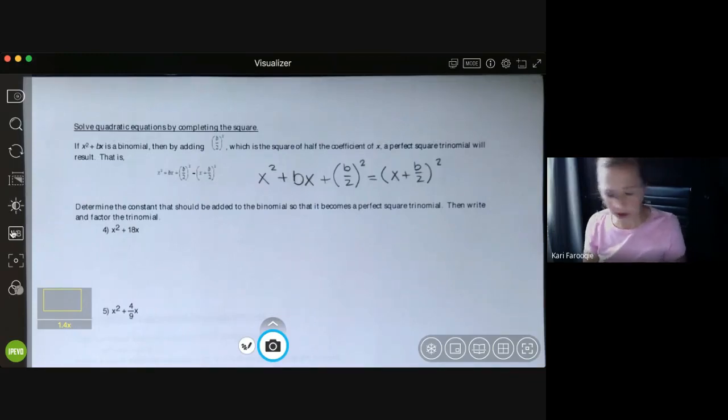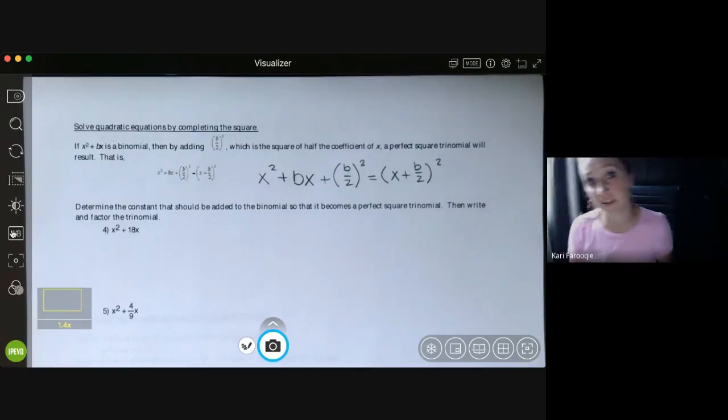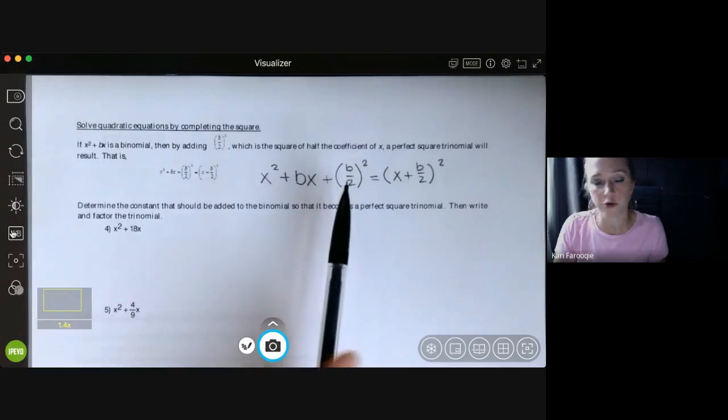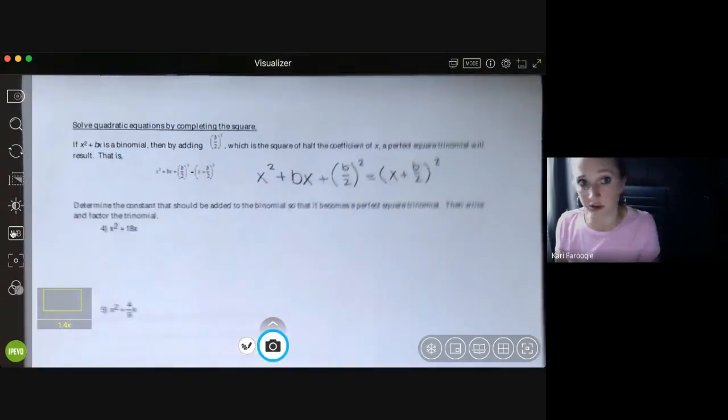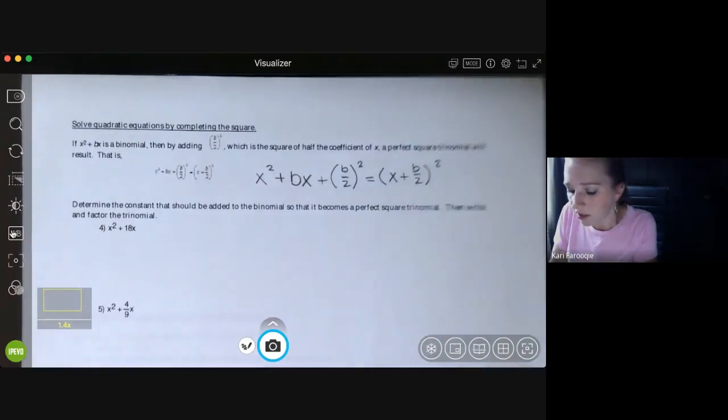Let's first talk about finding that constant that needs to be added to both sides of the equation. We're going to come back to this formula in a couple minutes when we actually get to that point where we're factoring these perfect square trinomials.